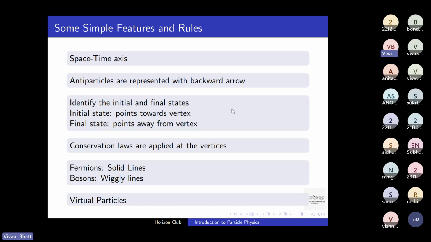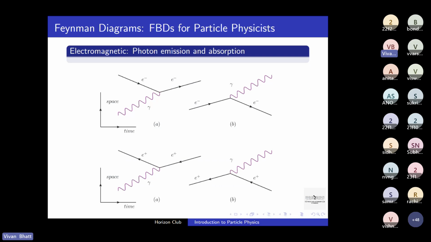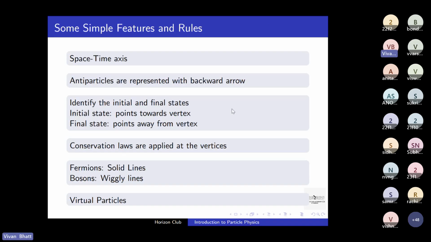So just a basic way to understand the Feynman diagrams is there's a space and a time axis. Okay, the space axis is your y-axis, your x-axis is the time axis. So when you're going from left to right, you're seeing the evolution in time, and when you're going up or down, you're just seeing different particles at different points in space.